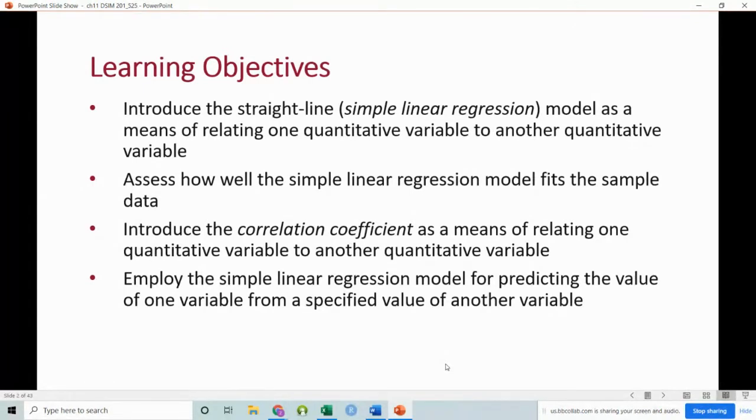We're going to introduce the straight line simple linear regression model as a means of relating one quantitative variable to another quantitative variable. We'll assess how well the simple linear regression model fits the sample data, and we will introduce the correlation coefficient as a means of relating one quantitative variable to another, and employ the simple linear regression model for predicting a value of one variable from a specified value of another variable.